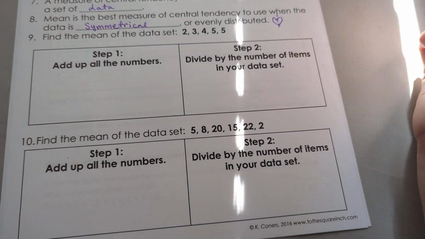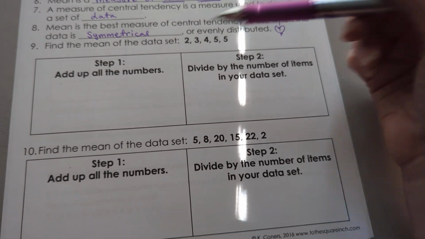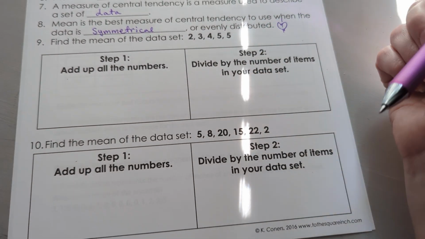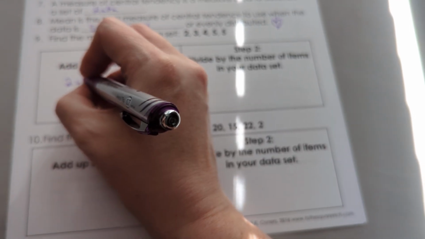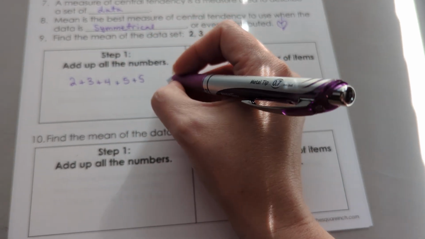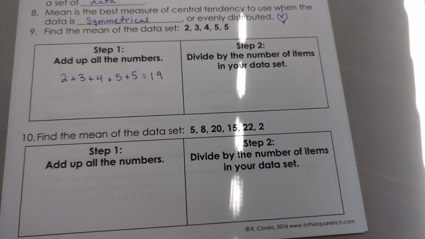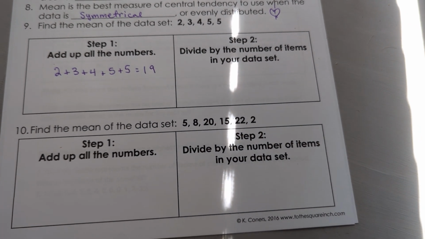Right, so let's look at some examples. So we've got a data set here: 2, 3, 4, 5, 5. To find the mean, we're going to add all the numbers up. So I've got 2 plus 3 plus 4 plus 5 plus 5. Well, all together, that adds up to 19. Right? So first step, add all the numbers together, get your sum.